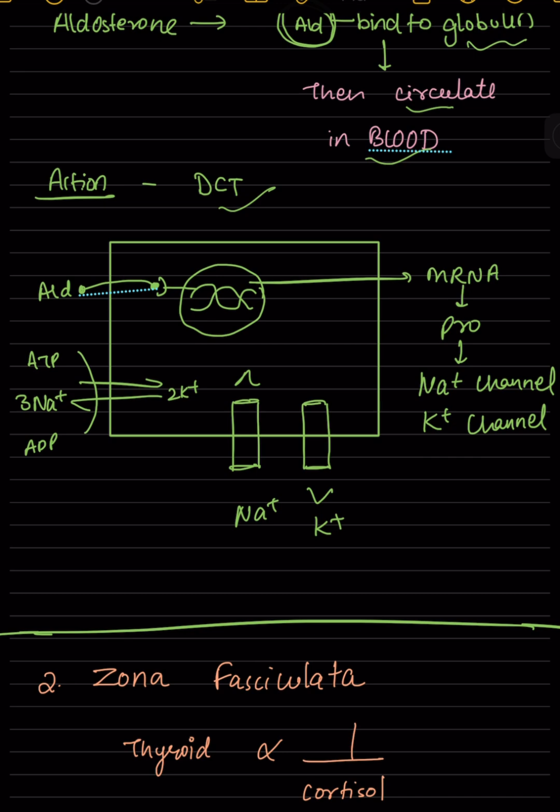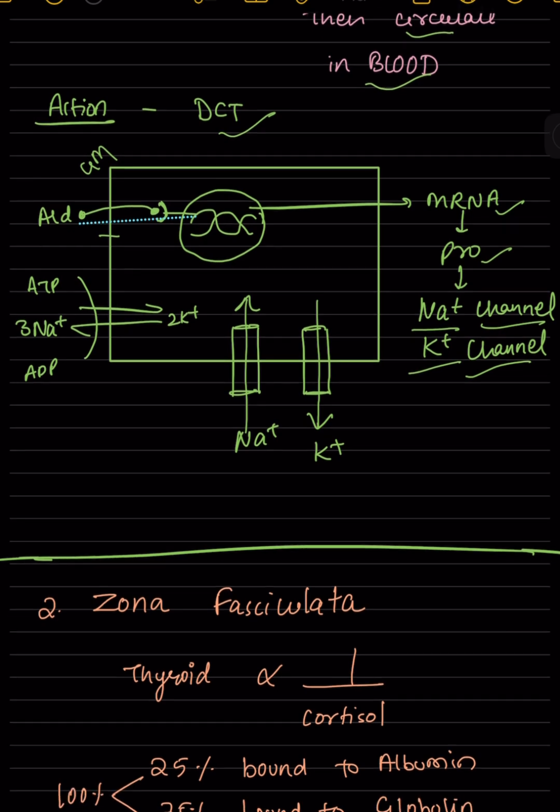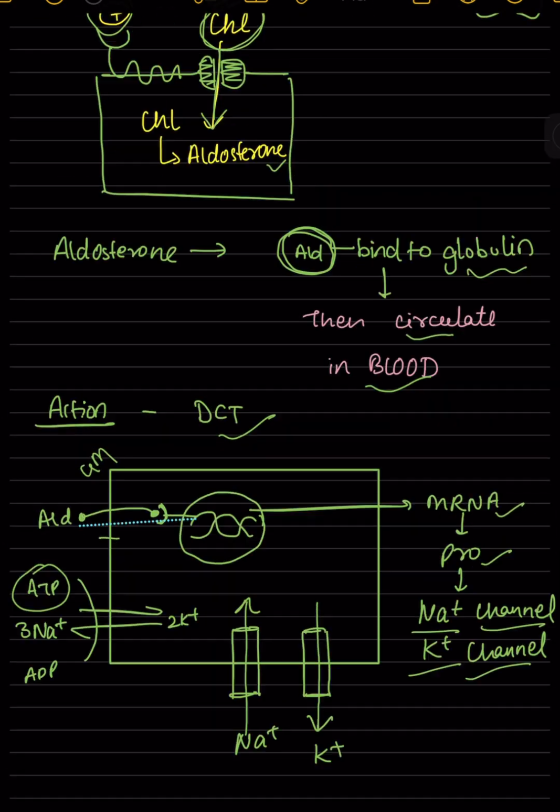As aldosterone is a steroid, it crosses the cell membrane and acts directly on the DNA. On the DNA, it leads to the formation of mRNA, then proteins. These are very special proteins. These lead to formation of sodium and potassium channel proteins. They let sodium influx and potassium outflux using energy from the ATP pump. This is zona glomerulosa. Next comes the zona fasciculata.